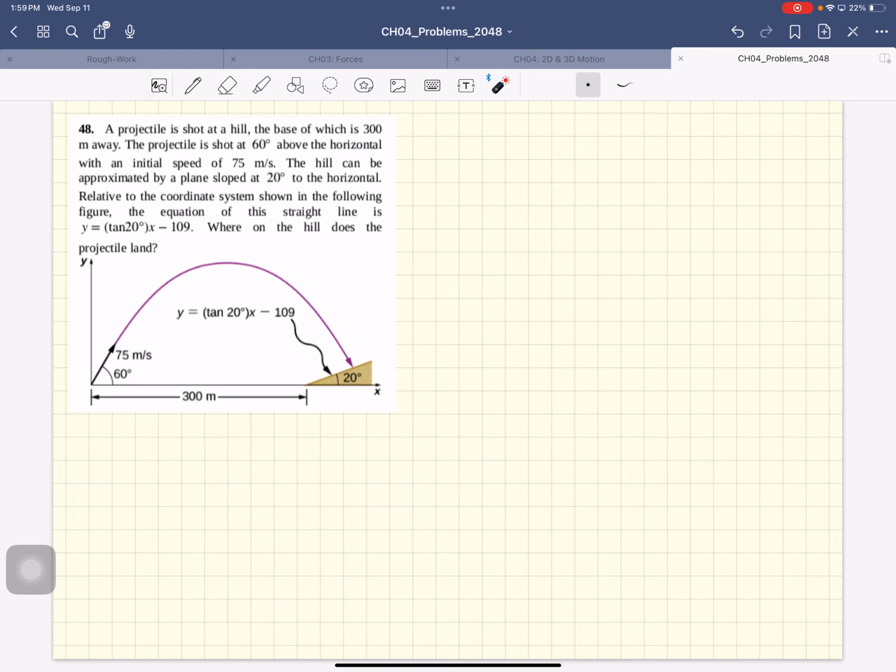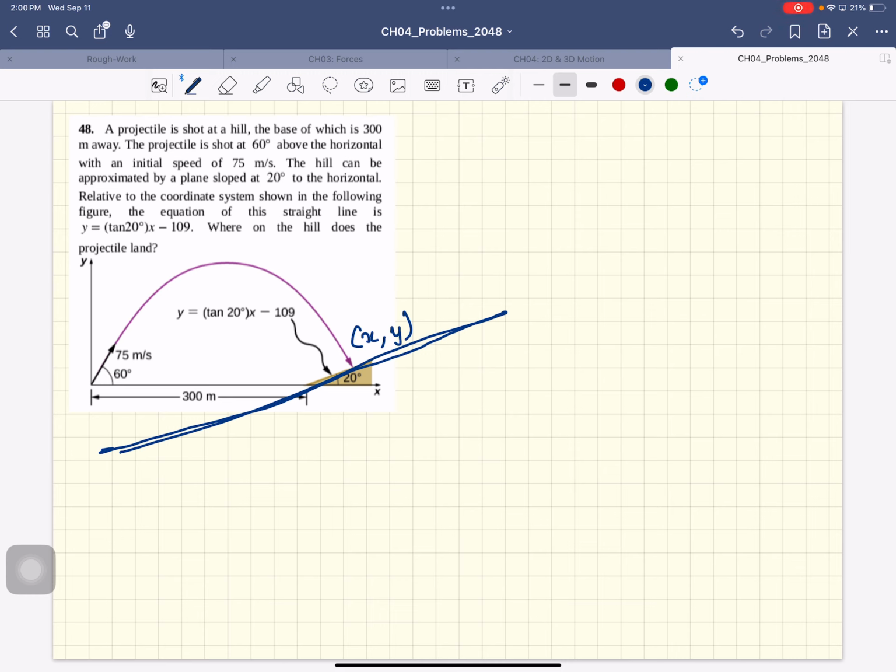On this line, y and x, that's the equation of this line. This is in slope-intercept form. There's the slope and there's the intercept. The y-intercept is 109 meters below that point. Where on the hill does the projectile land? So they want you to find the final x, y location. That's what they want you to find.